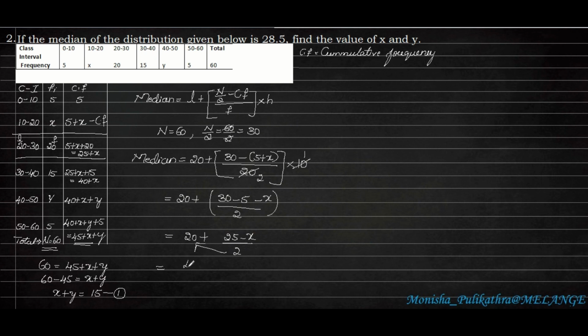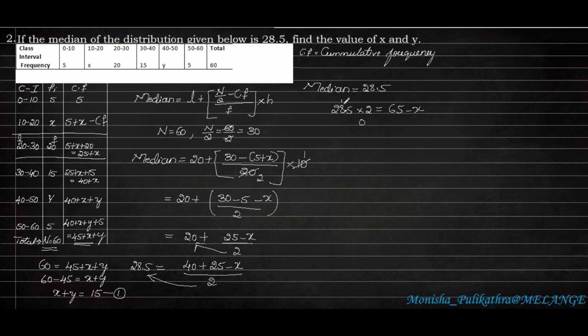So 20 into 2 is 40 plus (25 minus x), whole divided by 2. Here the value of the median is already given in the question. That is, the value of the median is 28.5. So in the place of the median we can write 28.5, and we have to cross multiply it. So 28.5 into 2 is equal to 40 plus 25 is 65 minus x.